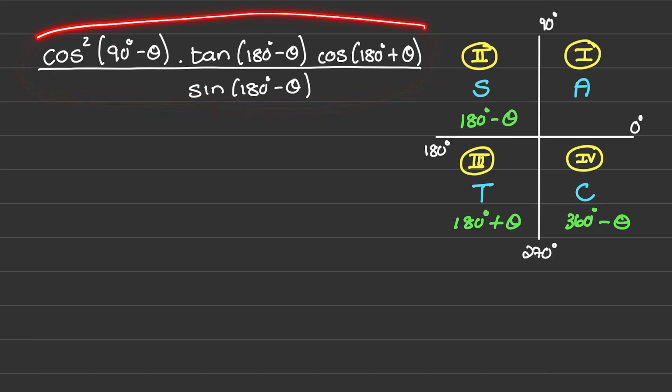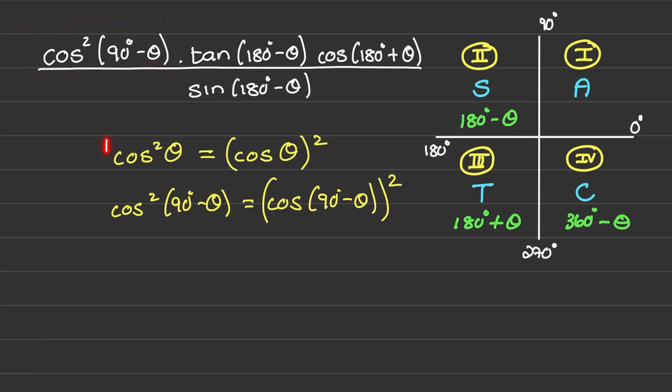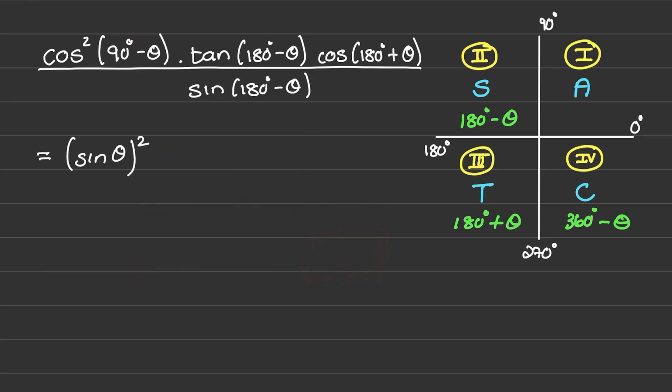In this video, we'll simplify this fraction with the aid of a CAST diagram. Our first term is cos squared (90 degrees minus theta). So cos squared theta is the same as saying (cos theta) squared, and cos squared (90 minus theta) means (cos(90 minus theta)) squared. This is also a co-function in the first quadrant, where cos(90 minus theta) is equal to sine of theta. So cos squared (90 minus theta) would reduce to (sine theta) squared.